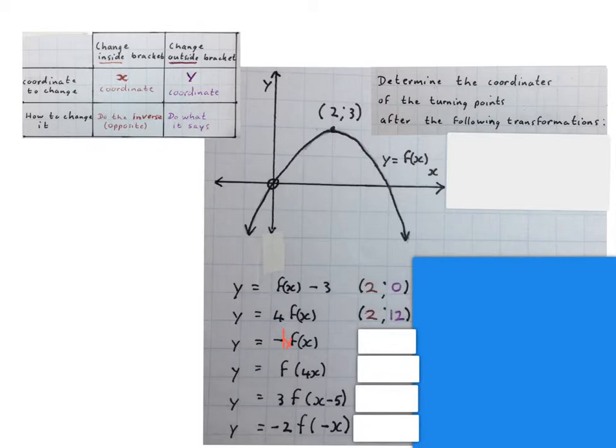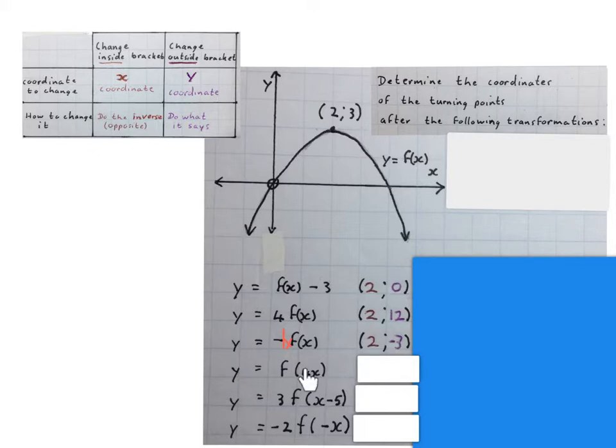The next one actually has a minus 1 times f of x. It is outside the bracket. It will influence the y value, and I will do what I see. There is no change inside the bracket, so the x stays 2. I'll take the minus 1 and times it by the 3, so I'll get minus 3.